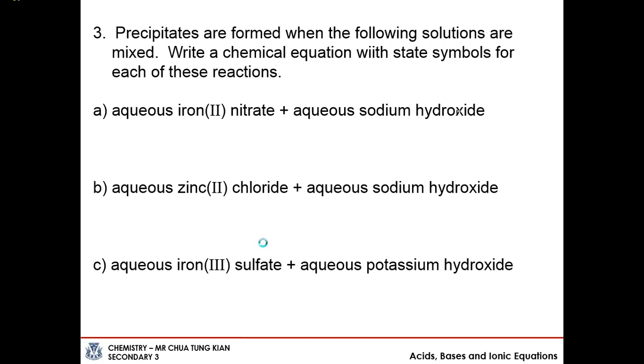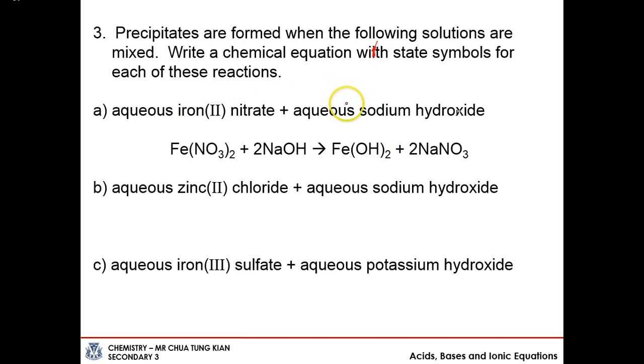The next three equations are for simple precipitation reactions with state symbols, so we need to know which of the salts formed are soluble or insoluble in water. So first one, iron(II) nitrate plus aqueous sodium hydroxide. It will give us a solid. This is a solid. This is our dirty green precipitate. So we need to write the state symbols in. This is (aq), this is (aq), this is solid, and this is (aq).